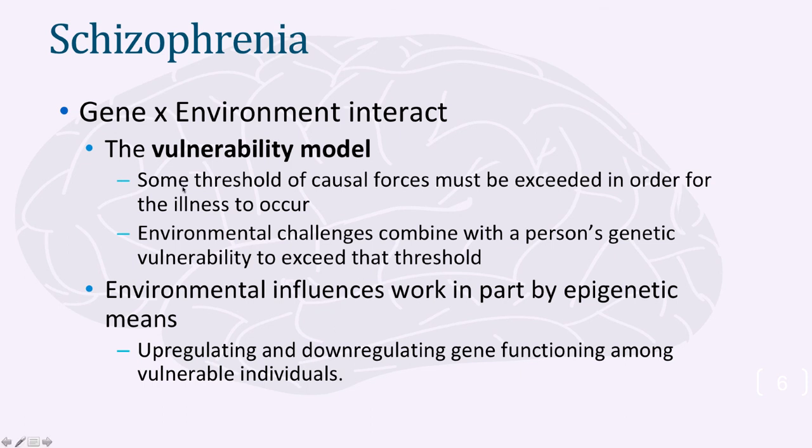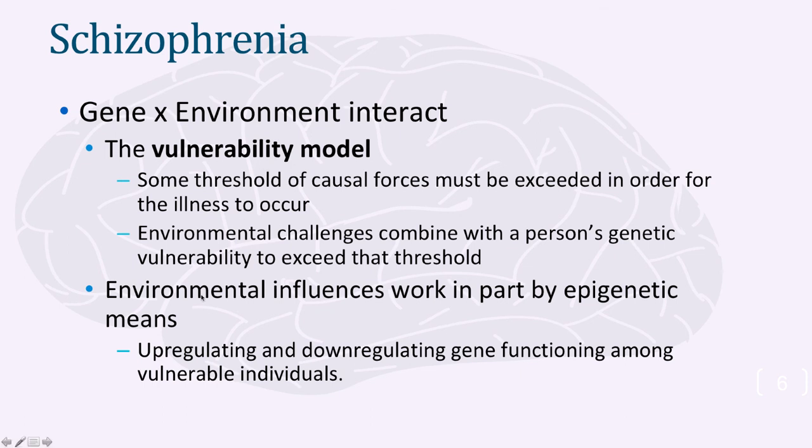And so we're going to take a look at, again, the gene and environment interactions that we can trace and look at in terms of schizophrenia. That brings us to the vulnerability model, and the idea is that there's some threshold of causal forces that must be exceeded in order for the illness to occur. And so your genetic predisposition alone is not enough for the condition to develop. We need to have these forces, these environmental factors that are going to challenge the individual and create epigenetic changes potentially that are going to trigger the development of the condition.